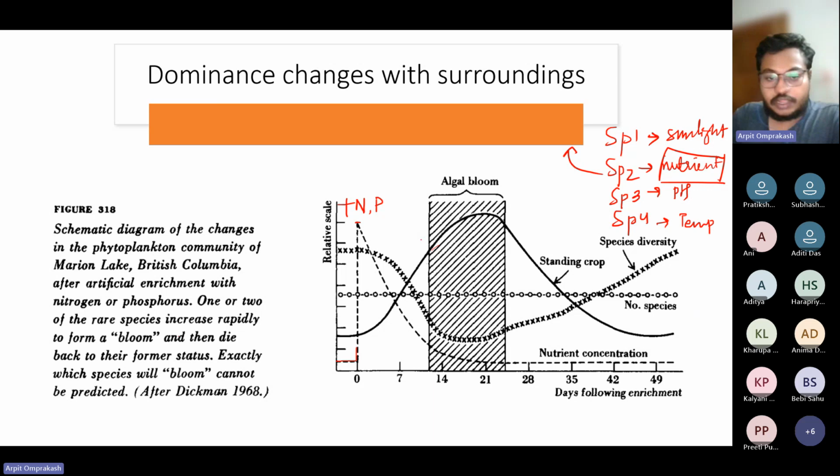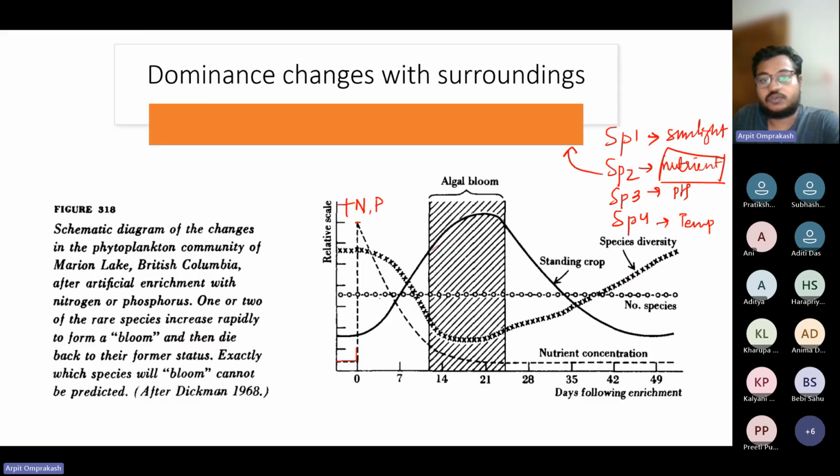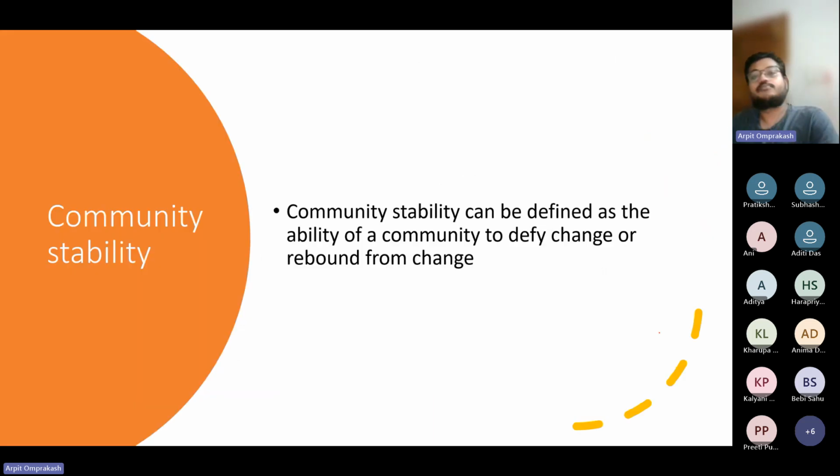Okay, so as we see here, basically in the beginning and in the end, the nutrient concentration, number of species, the species diversity, and the standing crop basically tend to return to the same value, right? So basically, the community is going through a change, but it is coming back to almost similar conditions. So community stability is defined as the ability of a community to defy any change or to rebound from any change that is happening.